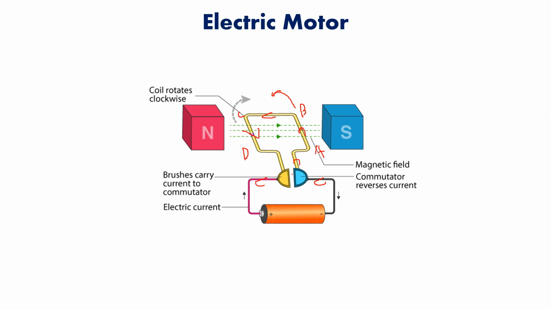But how is that possible? We use this device called a commutator, which reverses the current every half turn. And the brushes make sure that the wires aren't tangled and they ensure smooth moving of the commutator. And so every half turn the electric current changes direction.